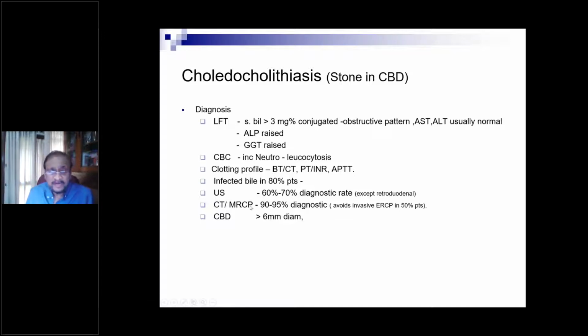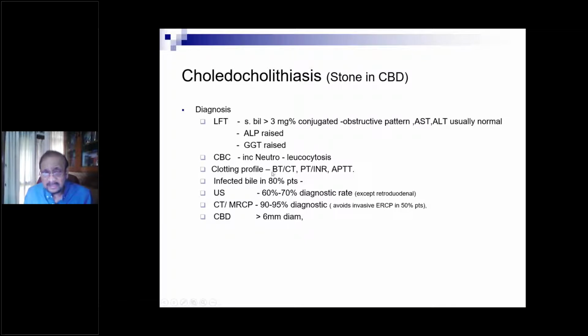Now, ALP would be raised. That is one biochemical parameter which will always be raised, above 150 international units, right? Along with that, gamma glutamyl transferase would also be raised. So 2 enzymes which are raised in obstructive jaundice, along with a serum bilirubin level which has to be more than 3 mg%. A CBC would show increased neutrophilic leukocytosis, right? Clotting profile would be altered. Altered in what form? You'd find an increase in the INR ratio. The PT would be raised.